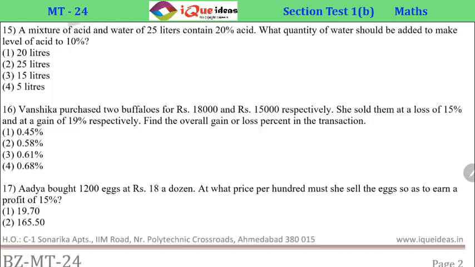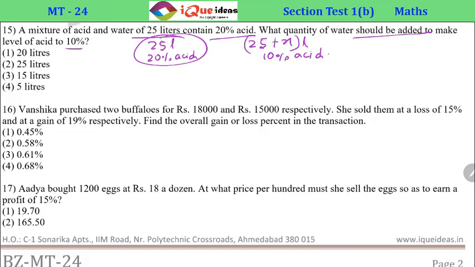Now this one, 15th question, it says a mixture of acid and water of 25 liters contains 20% of acid. What quantity of water should be added to make the level of acid 10%, right? So there are 25 liters in which it is 20% acid. Then we have 25 plus x liter. Suppose we have to add x liter, and out of that we have 10% acid, right? 10% acid. And we are adding water. See, understand, x is the quantity of water added, right? Acid quantity will remain same.